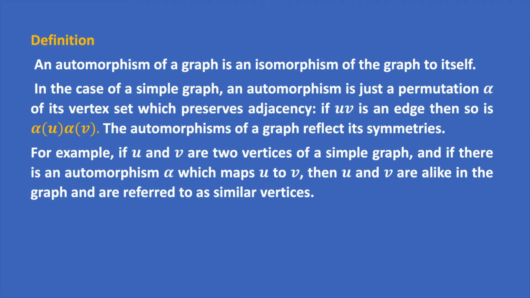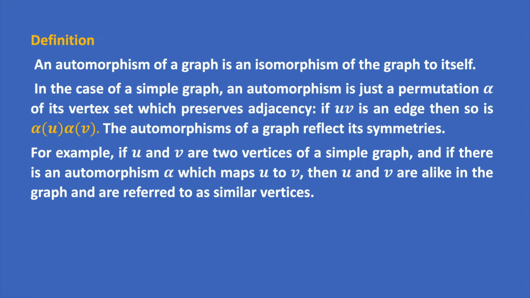We shall now see about automorphisms. Let us see some basic definitions. An automorphism of a graph is an isomorphism of the graph to itself. In the case of a simple graph, an automorphism is just a permutation alpha of its vertex set which preserves adjacency. If uv is an edge, then so is alpha of u, alpha of v.